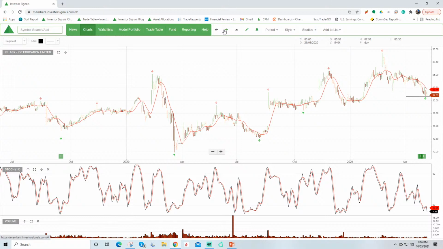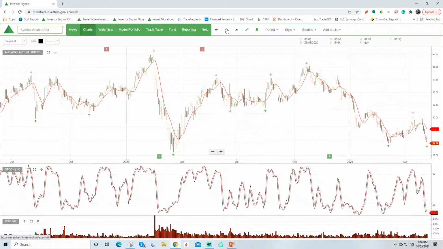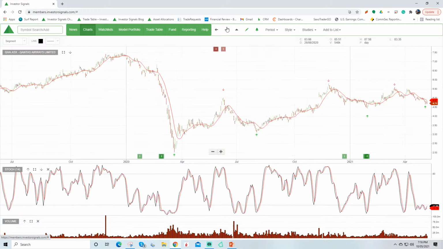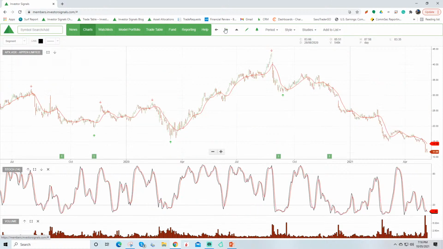IDP under buy conditions, but it is expensive, so we're not doing too much there at present. Altium, we'll revisit this if we start to see it cross back above the 10-day average in the coming days or weeks. The stochastic looks like it's about to turn higher. But with tech stocks generally under pressure, I don't think there's any rush there. Qantas not doing there at present.